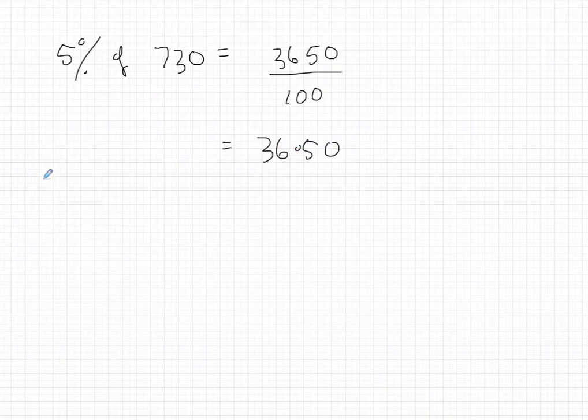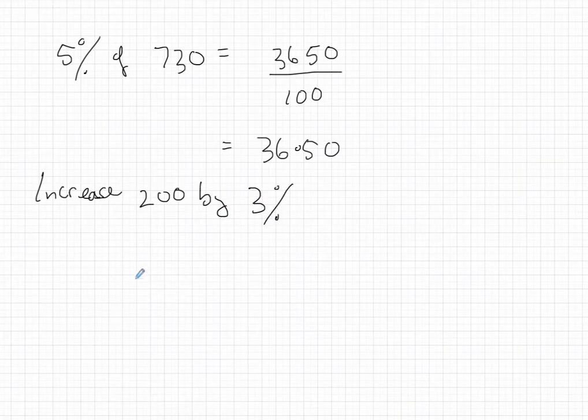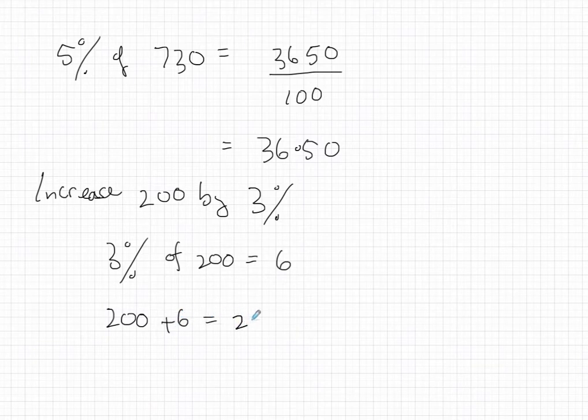Suppose you wanted to increase something, say, increase 200 by 3%. There are 2 ways of doing it. First, you could find 3% of 200, which is 6, and then 200 add 6 is equal to 206. But another way, when you want to increase by 3%, is to multiply by 1.03. This method is particularly useful if you're using a calculator.